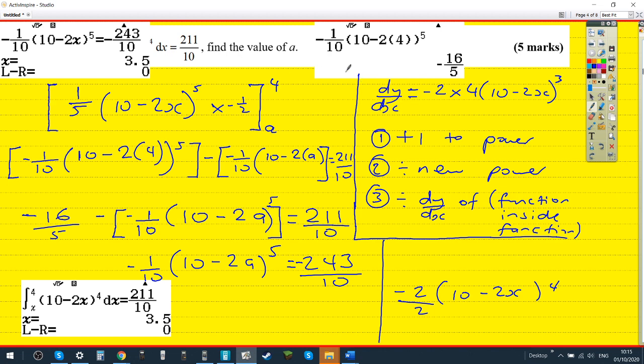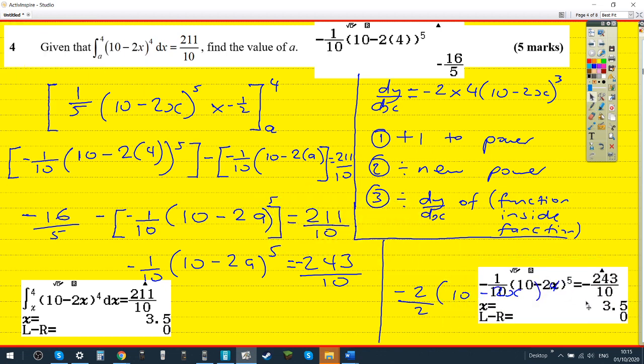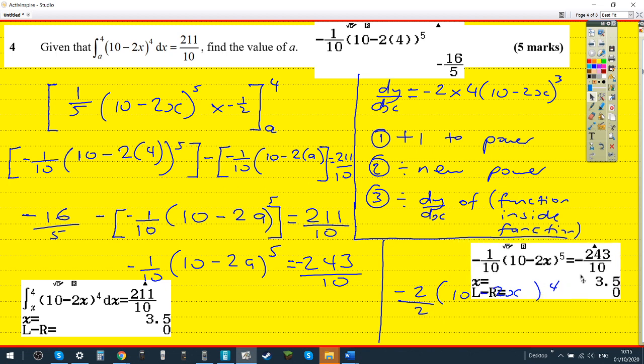To differentiate, power times coefficient, subtract 1 from the power, and then don't forget to multiply by the derivative of the function inside the function. And so to integrate, it's the opposite. Add 1 to the power, divide by the new power, and then divide by the derivative of the function inside the function. We missed out on the to the power of 5. I just forgot to write it down, but other than that, that was all correct. Any questions about this integrating one?